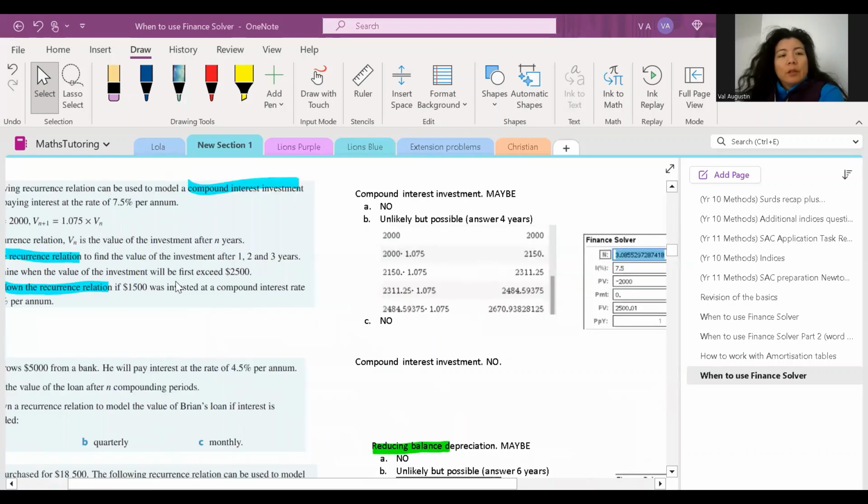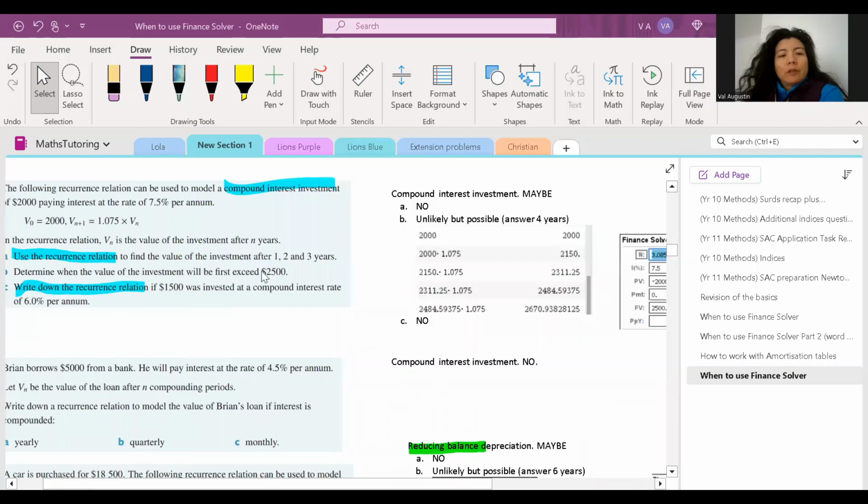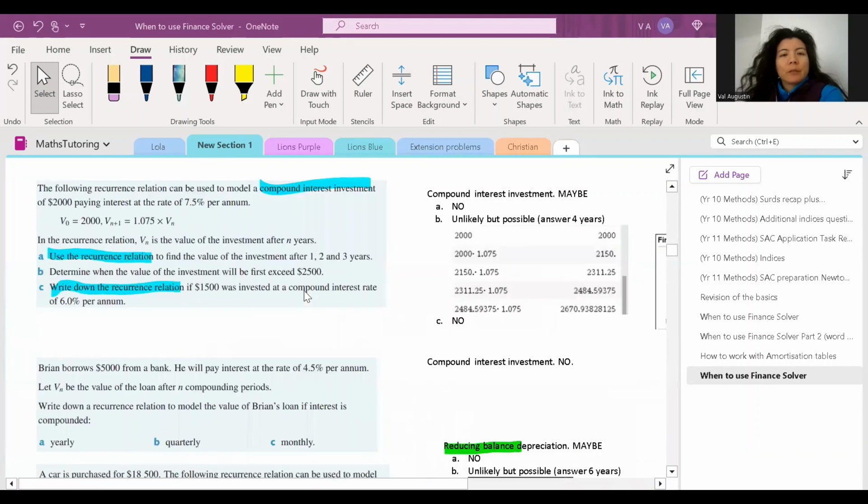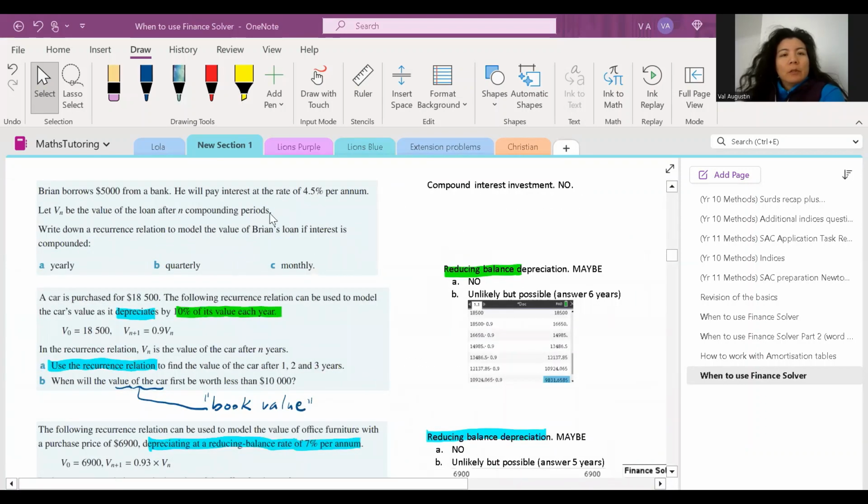Notice that it's asking you for when the value of the investment first exceeds $2,500. So I just put in a future value of 2,501, 1 cent more. And it gives me 3-ish, but the answer is going to be 4 full years. Okay. Compound interest investment again, however, you're asked to write down a recurrence relation, so Finance Solver is not appropriate.